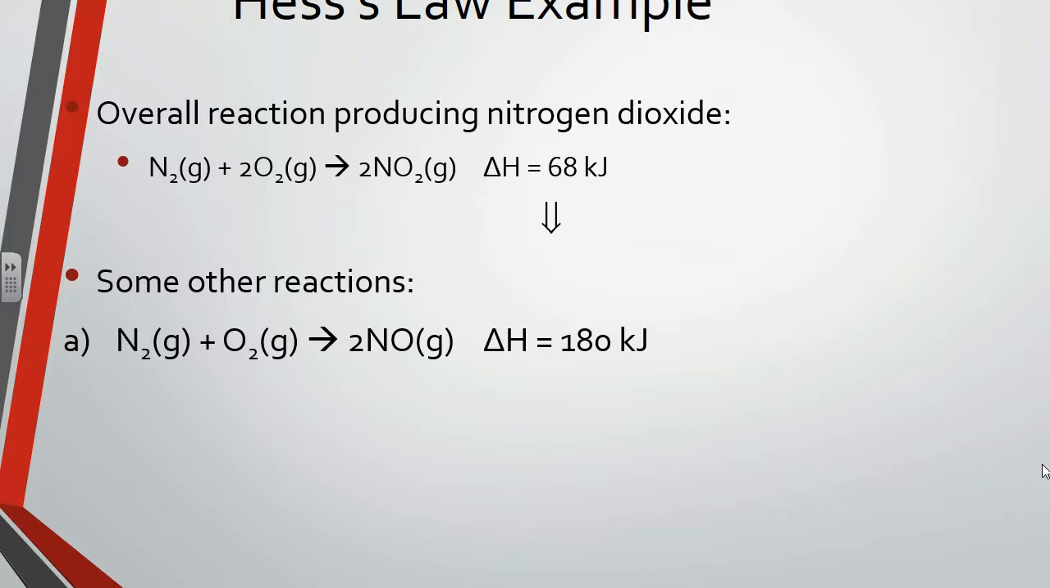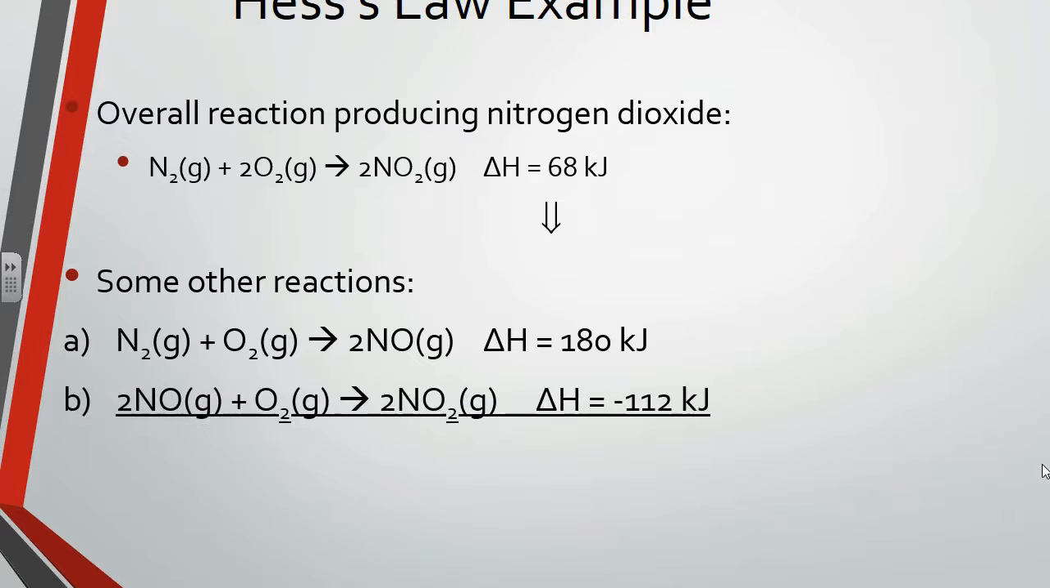But we'll give you these other reactions that you have to use to get to this reaction. So here is one reaction. I'm making nitrogen monoxide, not nitrogen dioxide, but nitrogen monoxide, and that's going to be 180 kilojoules. I've got another one, right? I'm making the nitrogen dioxide, but that's negative 112 kilojoules.